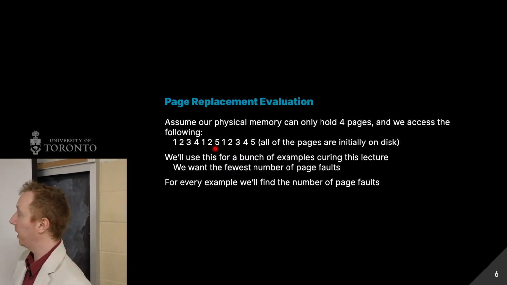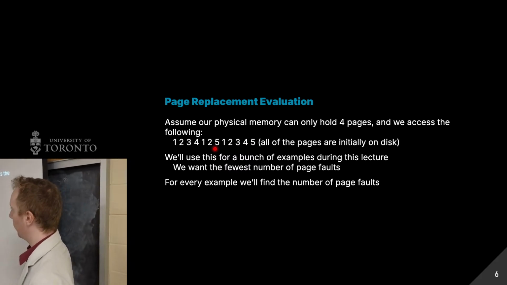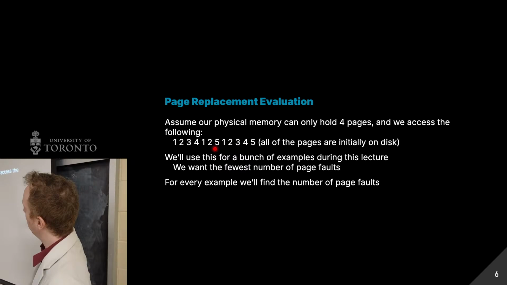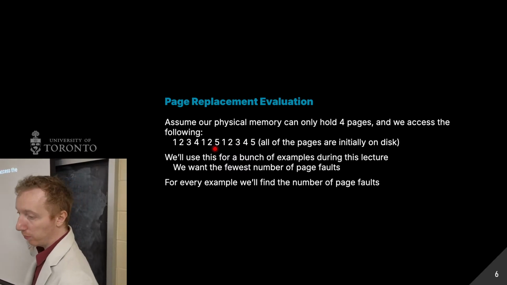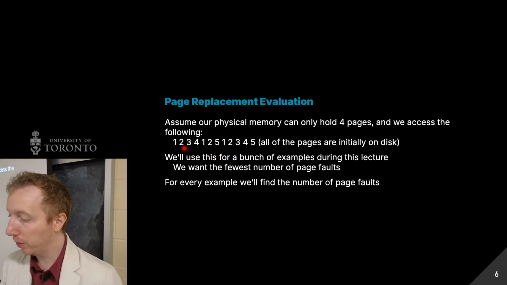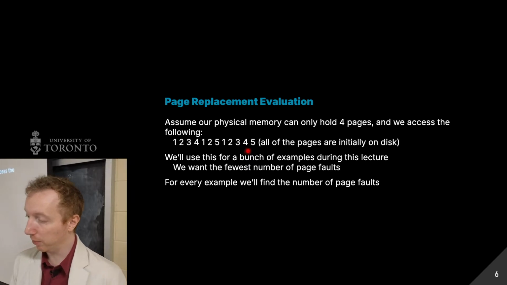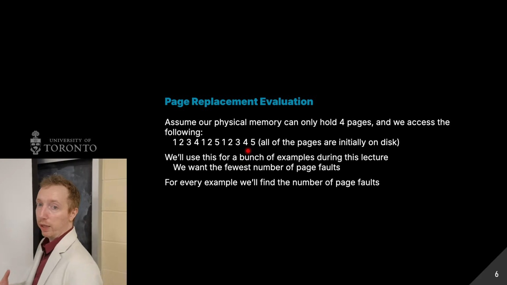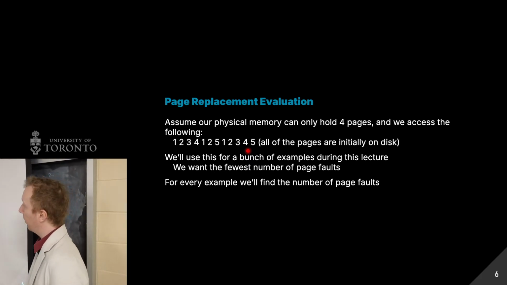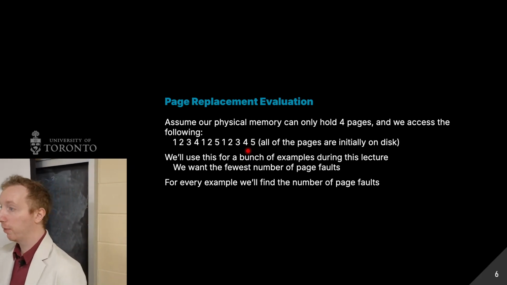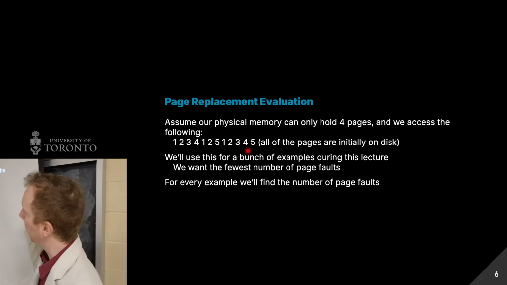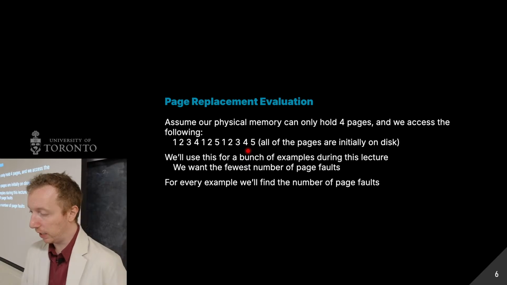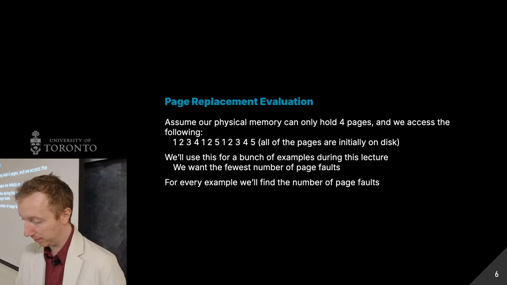We're keeping track of what pages are in memory. Initially, none of these pages are in memory, and we only have space to hold 4 pages. We'll use this order of access for a bunch of examples during the lecture. And the whole goal here, unlike with scheduling, is pretty straightforward. We want the fewest number of page faults, where we have to load data in from disk, in total. So for every example, we will find the number of page faults.